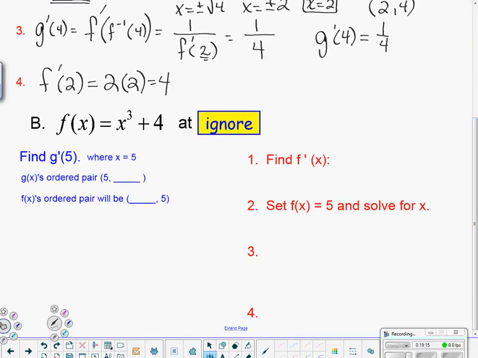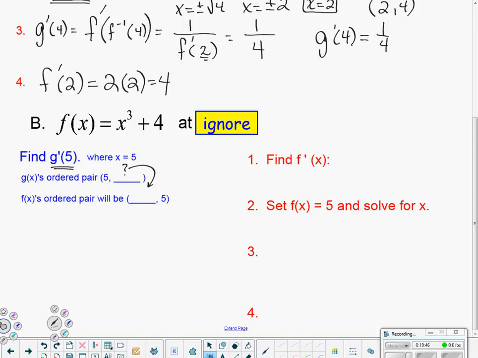Letter B. We're going to ignore once again this ordered pair. It was 1, 5. Let's see if we can figure out why 1 was there. I want you to find the inverse derivative at 5. Okay, this is G's domain. 5 is in G's domain. I wonder what its range was, because its range becomes the domain for f of x.